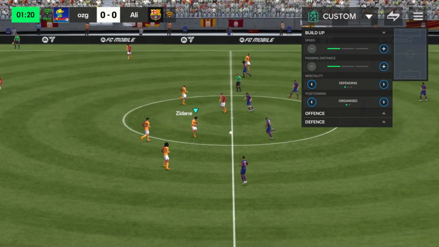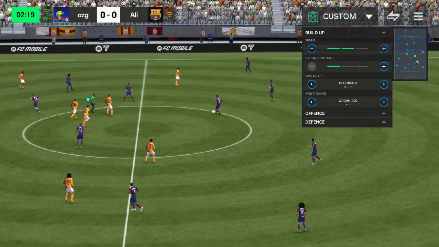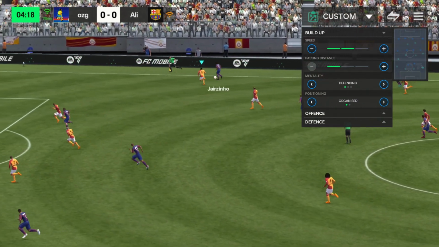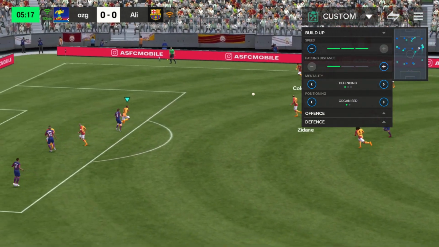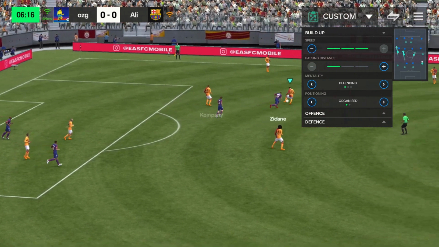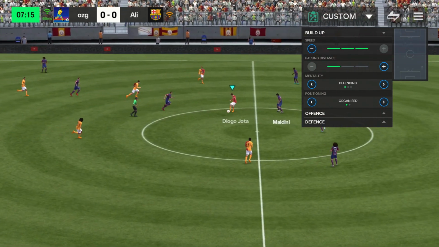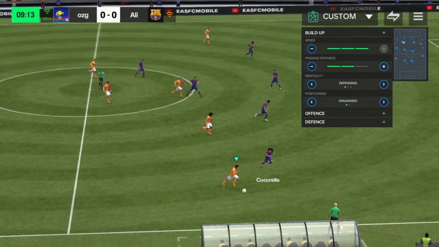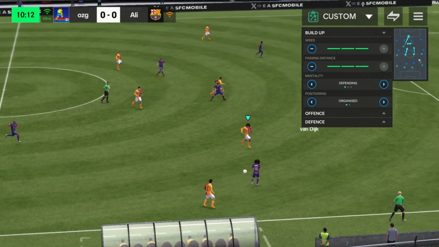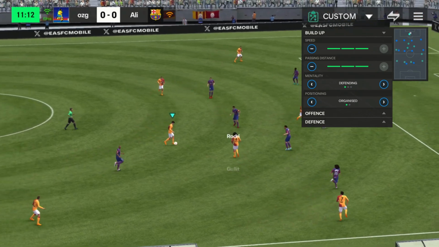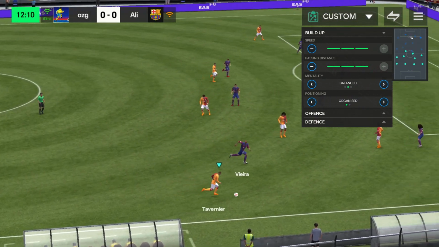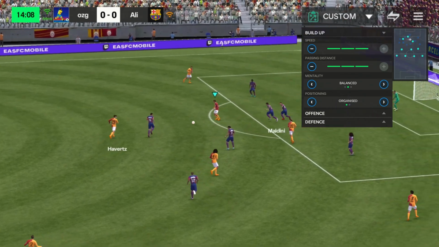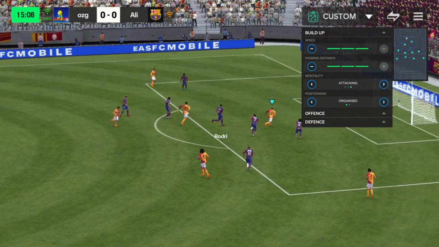Build up. Build up is the speed at which the attacking team will move the ball, the general passing distance, the level of support play from teammates, and your team's positioning. Speed determines the speed and urgency that players will have when moving the ball into the attacking third. Higher speed means prioritizing faster passing. Lower speed means players will try to retain possession more.